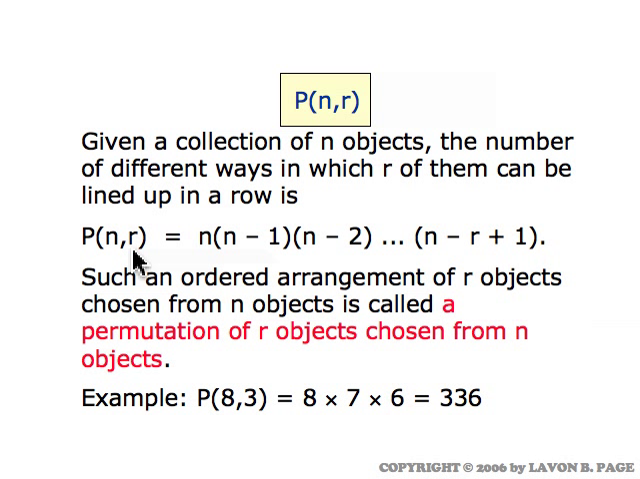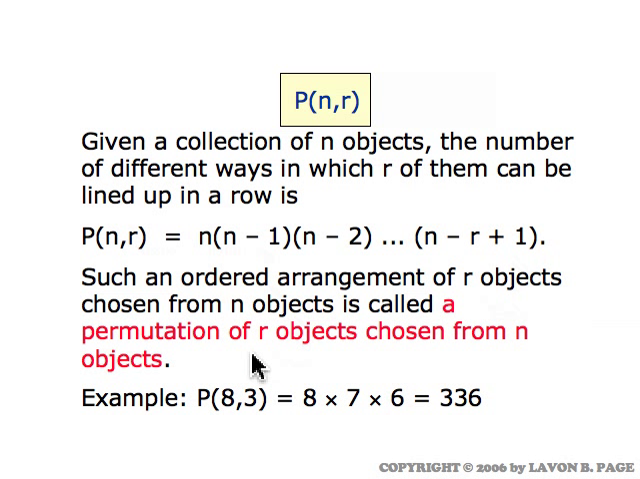And the number of ways of doing that is the product of the numbers from n down to n minus r plus 1. This kind of ordered arrangement of r objects chosen from a set of n objects is called a permutation of r objects chosen from the n.